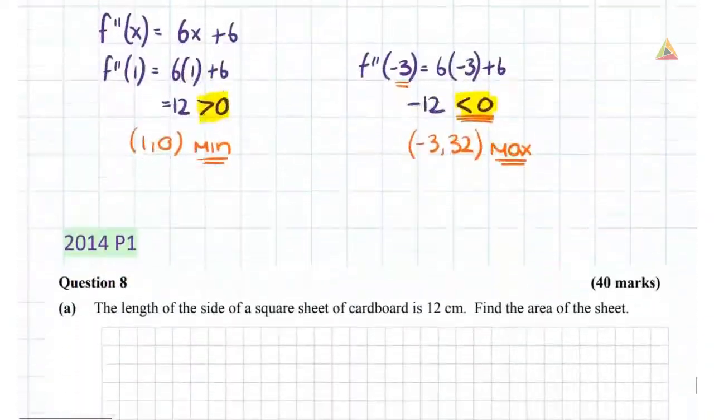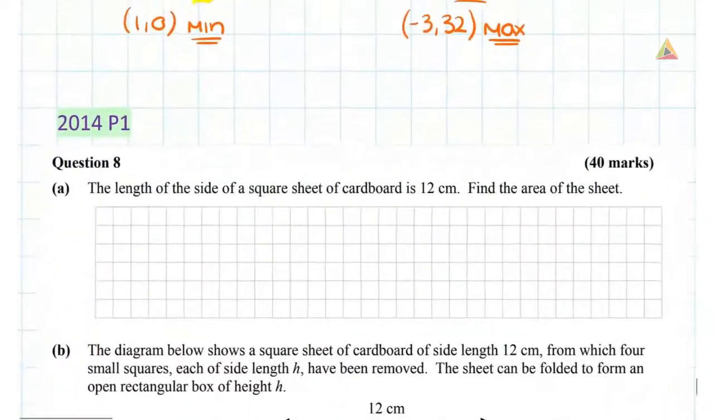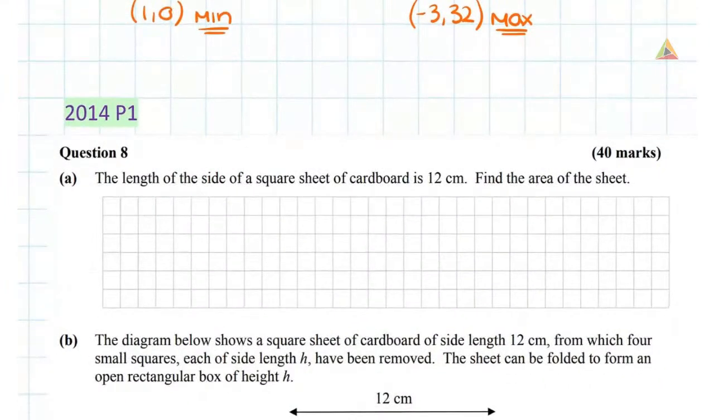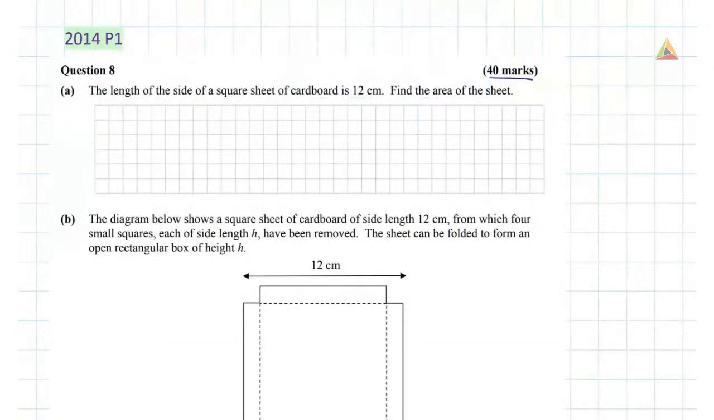So we're going to have a look at another one, and this brings the question into some sort of a context. So it's not just a cubic function as such, it puts a bit of context in the question. So this is 2014, again, paper 1, question 8. This is one of the longer questions. You can see there it's worth 40 marks. So part A, the length of the side of a square sheet of cardboard is 12 centimeters, and we're looking for the area of the sheet.